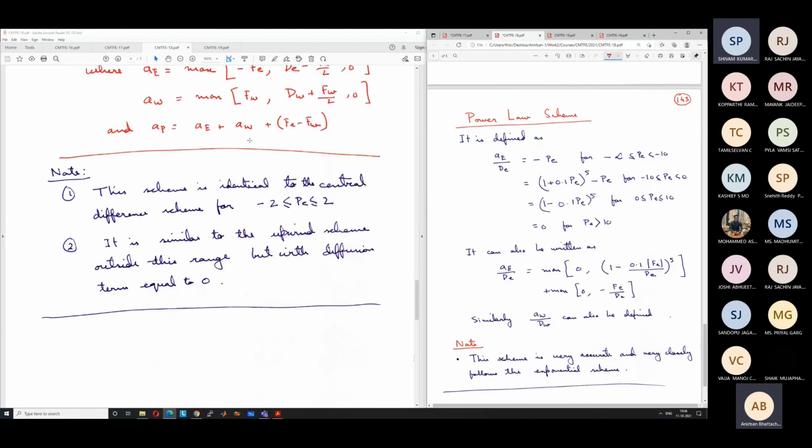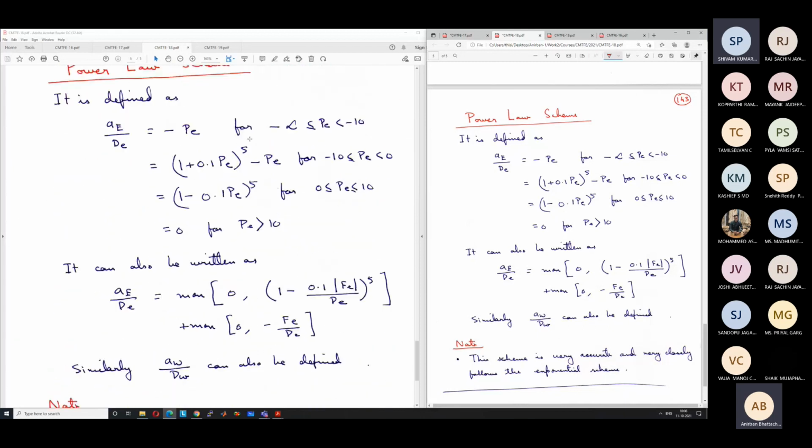So what is this power law scheme? Without going into the derivation, how are these schemes derived? We have seen how to derive the hybrid scheme. But say I want to derive a more complicated scheme. How will I try to find it?